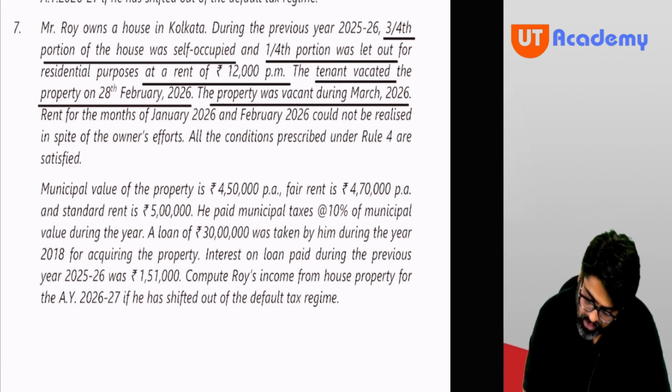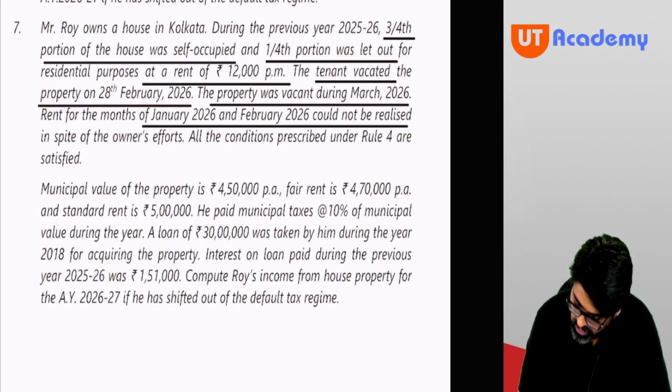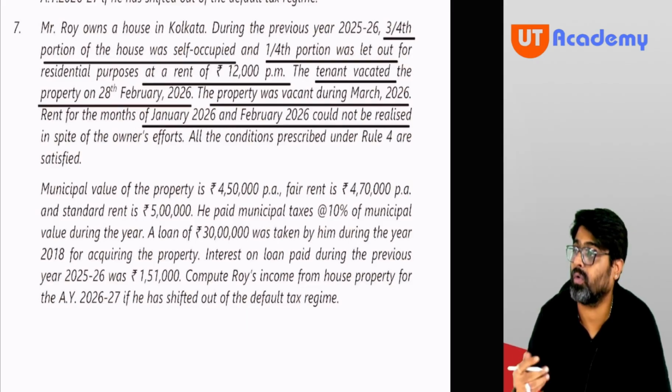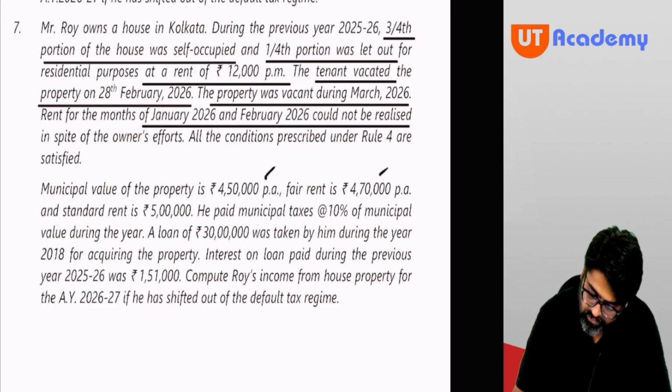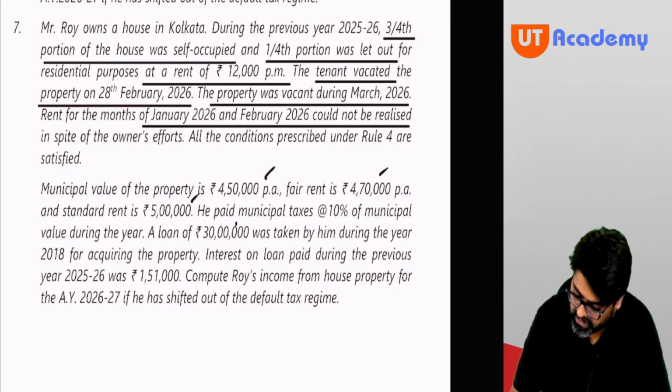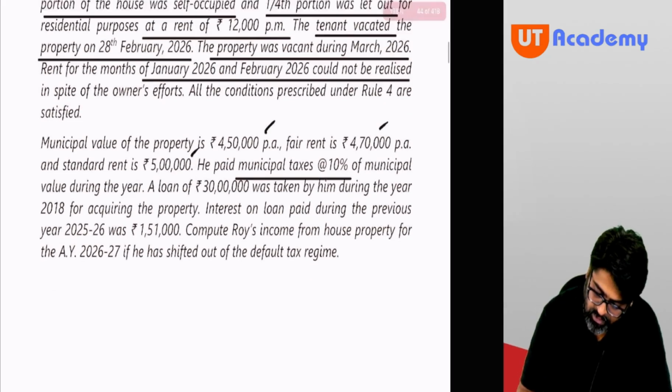Now, rent for the months of January and February could not be realized in spite of owner's efforts. All the conditions of Rule 4 are satisfied. Okay. Municipal value given, fair rent given, standard rent given. He paid municipal taxes at 10% of municipal value.